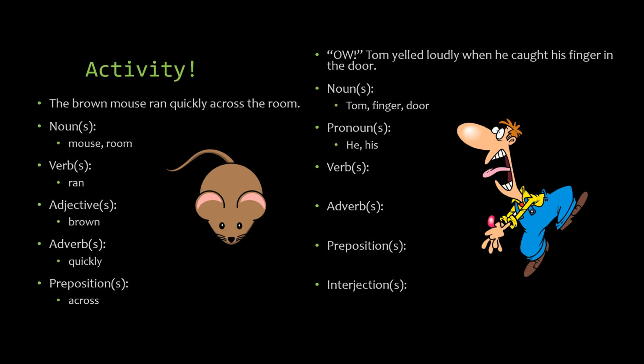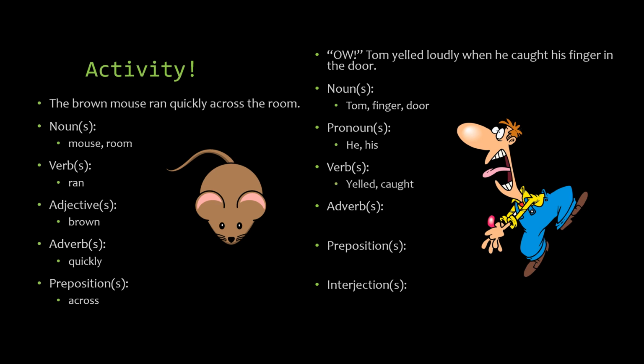Now, pronouns, we're talking about something that designates gender or potentially neutrality here. And here we have the word he and his, okay? He and his refer to Tom. This is Tom's finger that we're talking about. So the two pronouns we have here are he and his. We're talking about Tom specifically as a male.